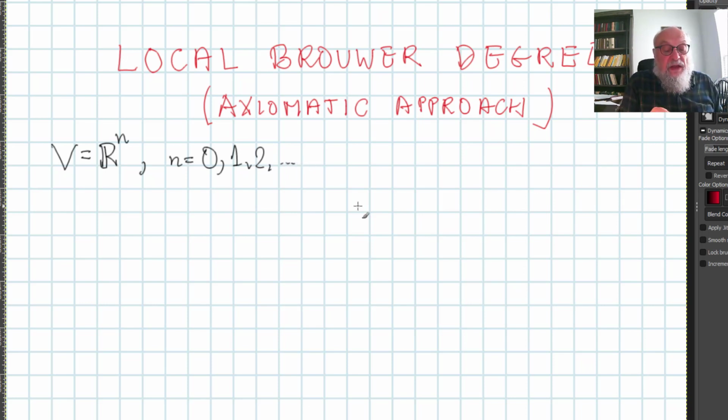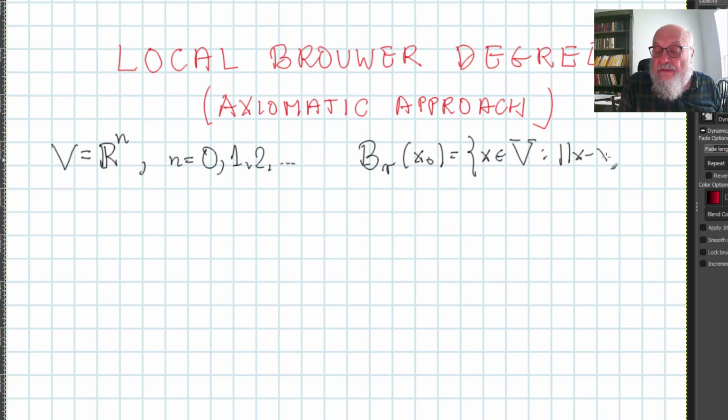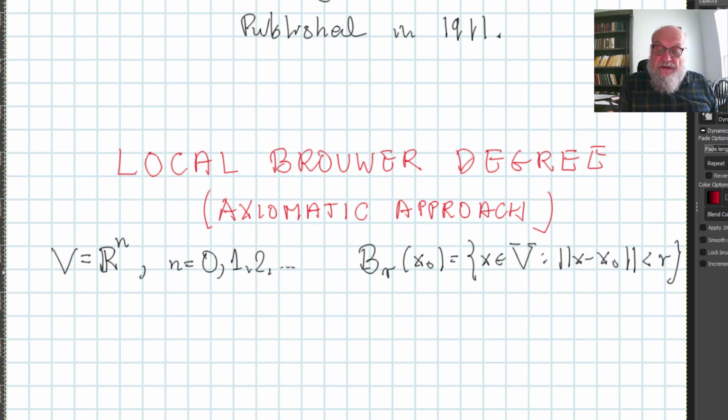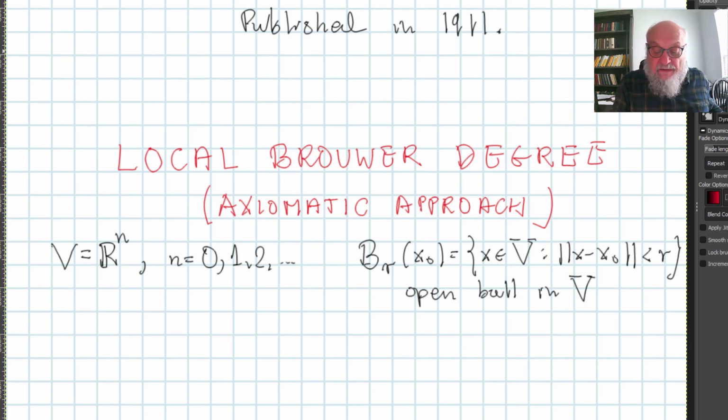So that means, in this case, Rn is equipped with the Euclidean norm, and also we have here the notion of the open ball, center x naught. So this will be the open ball, the set of all x's in V such that the norm of x minus x naught is smaller than r. This is the open ball in V of radius r, center at x naught.